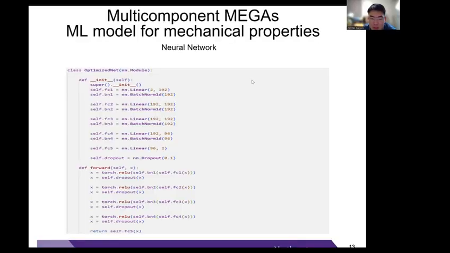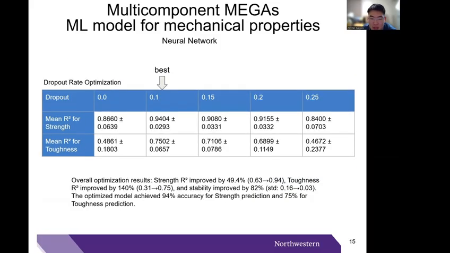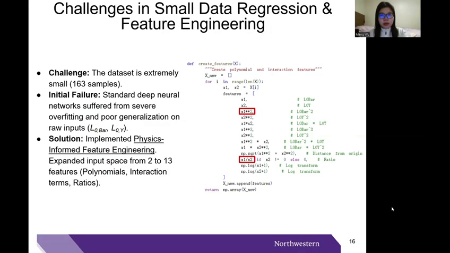We ran 3 rounds optimizing weight, steps, and dropout. The weights proved to be the primary driver for performance, while 0.1 dropout was crucial for final excellence. Ultimately, strength reached 94% and toughness saw a massive 140% improvement, hitting 75%. Following the classification, my part focuses on predicting strength and toughness.